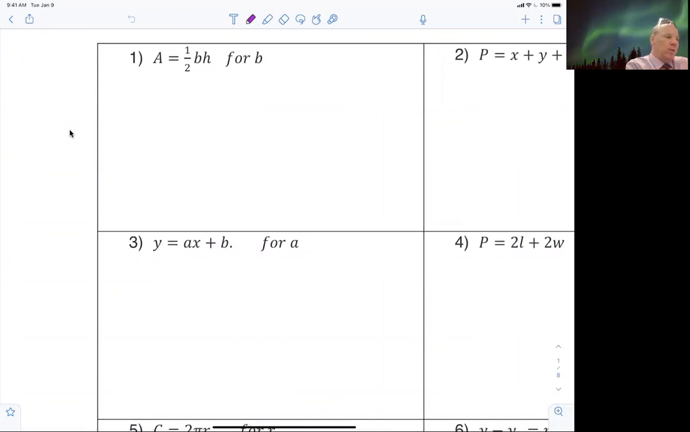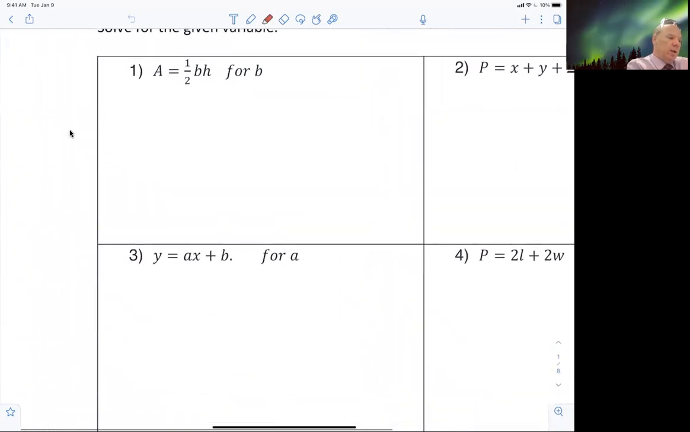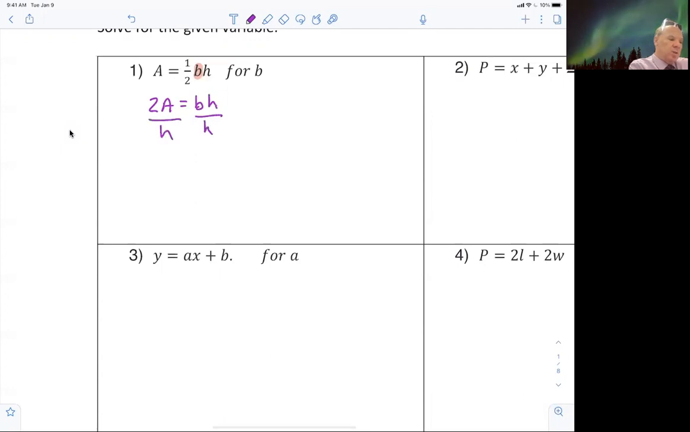All right, now for question number 1, I'm trying to solve for B. If I'm trying to solve for B, that means I have to get rid of the 1/2. The 1/2 is attached with multiplication, so we know we're just doing the reciprocal. So everybody should be able to say 2A equals BH, and then we divide both sides by H, and so we would say B is equal to 2A over H. We're not dividing by 1/2.